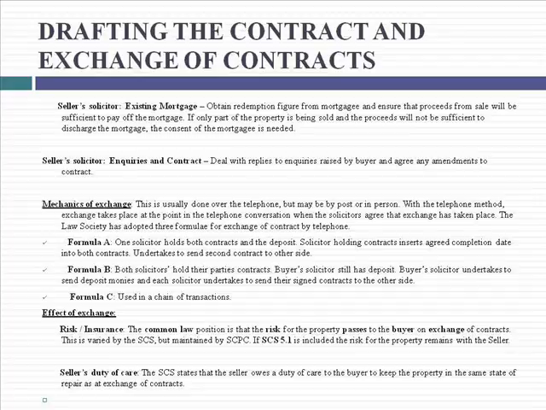Risk and insurance. The common law position is that the risk for the property passes to the buyer on exchange of contracts. This is varied by the SCS, but maintained by SCPC. If SCS 5.1 is included, the risk for the property remains with the seller. Seller's duty of care. The SCS states that the seller owes a duty of care to the buyer to keep the property in the same state of repair as at exchange of contracts.